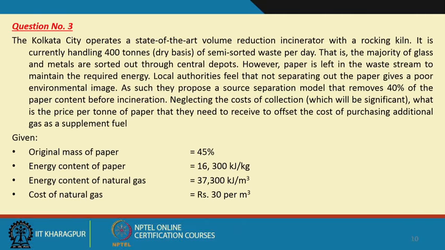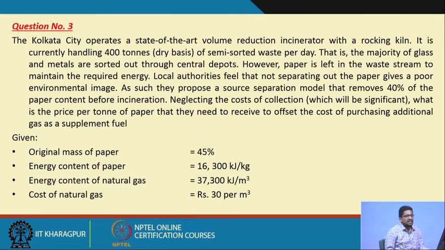Next, we will do a numerical on incineration. Kolkata city operates a state of the art volume reducing incinerator with a rocking kiln. It is currently handling 400 tons on a dry basis of semi sorted waste per day. The majority of glass and metal are sorted out through the central depots. However, paper is left in the waste stream to maintain the required energy. The local authorities feel that not separating out paper gives a poor environmental image. As such, they propose a source segregation model that removes 40% of the paper content before incineration.